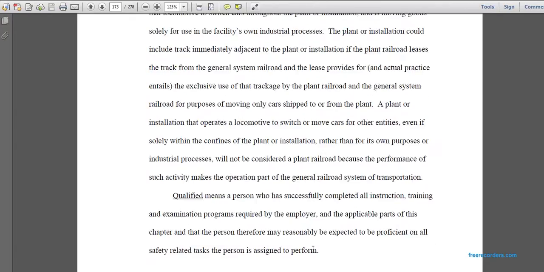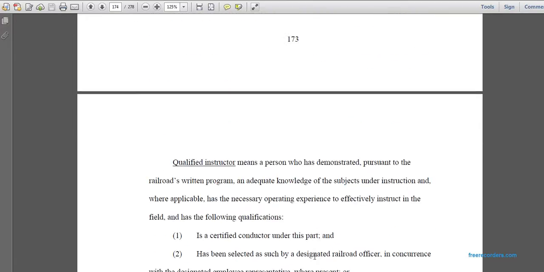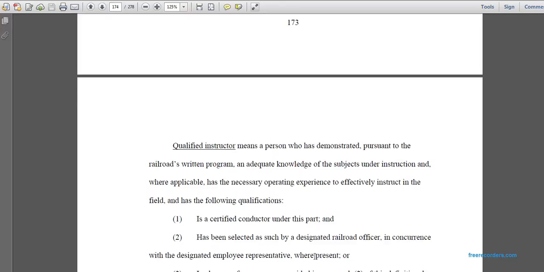Qualified means a person who has successfully completed all the instruction, training, and examination programs required by the employer and the applicable parts of this chapter, and who has been determined to be proficient and responsible for all safety-related tasks the person is assigned to perform. Qualified instructor means a person who has demonstrated, pursuant to the railroad's written program, adequate knowledge of the subjects under instruction and, where applicable and necessary, operating experience to effectively instruct, and who meets the following qualifications.